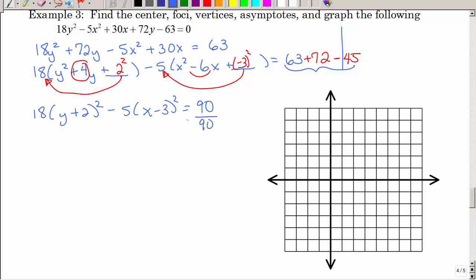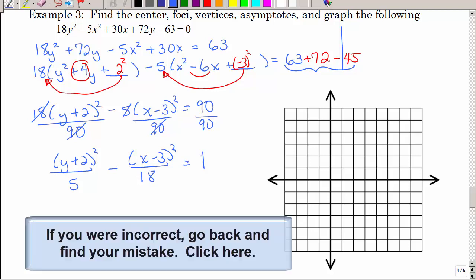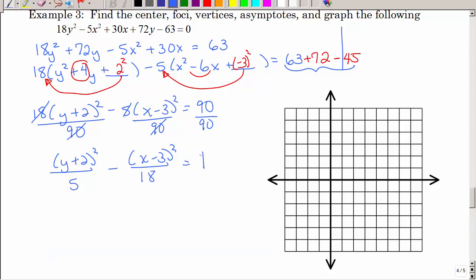And then again, collecting like terms, adding that together, you're going to get 90. Last step is to get that term to be 1, so I'm dividing by 90. Those reduce. That reduces. And these are not pretty numbers, but that's okay. Most of real life is not pretty numbers.